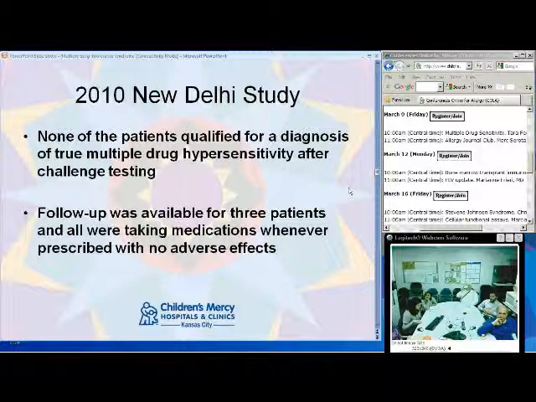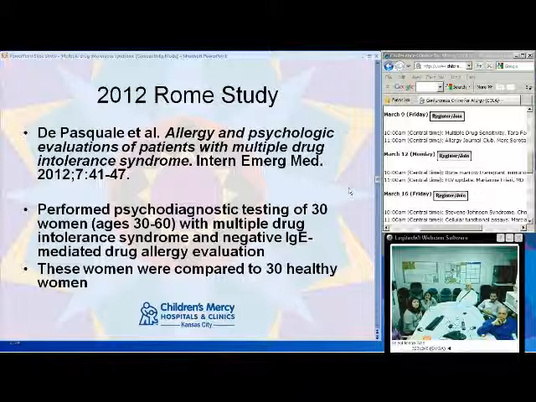Okay, next study. This is another one out of Rome. In 2012, it was published, Allergy and Psychological Evaluation of Patients with Multiple Drug Intolerance Syndrome. In this study, they chose only women ages 30 to 60, and they performed psychodiagnostic testing on them if they had multiple drug intolerance syndrome. And again, they made sure that they did negative IgE testing to rule out true penicillin allergies and that kind of thing.